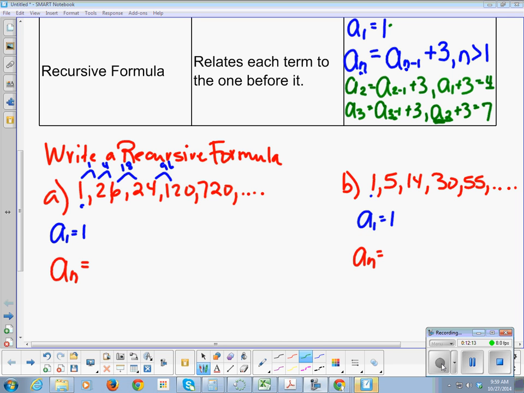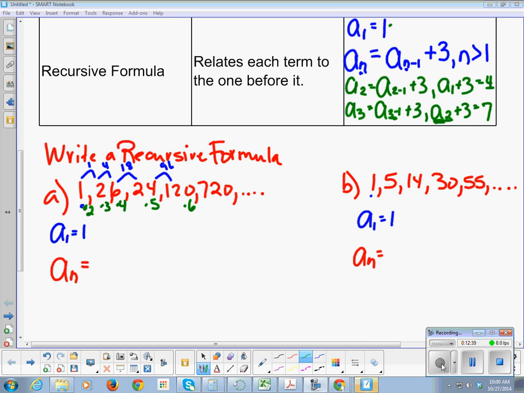So this one is 1 times 2 is 2. 2 times 3 is 6. 6 times 4 is 24. 24 times 5 is 120. And I bet you 120 times 6 is 720. Well, I can tell you 12 times 6 is 72, and then put the 0 on.